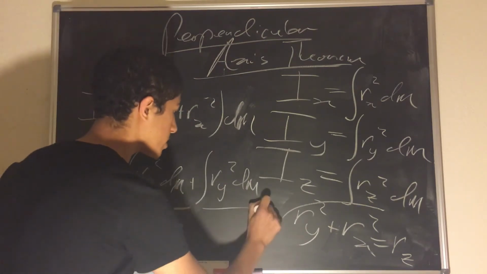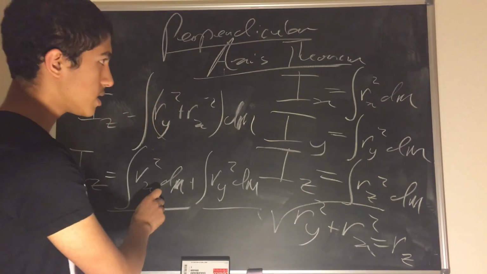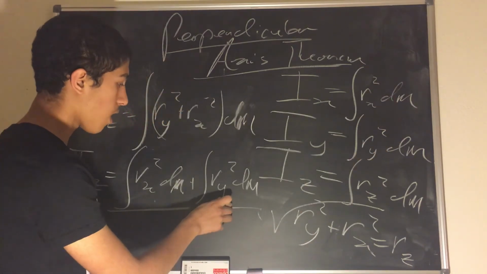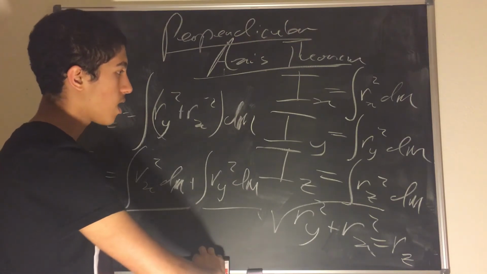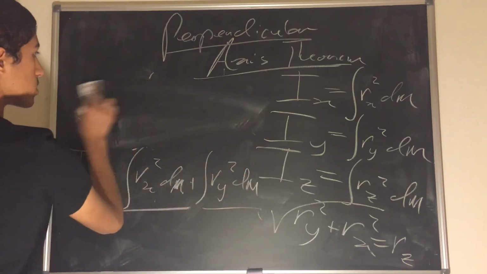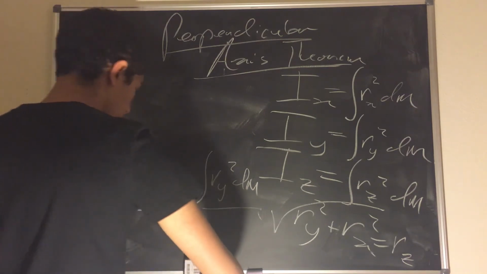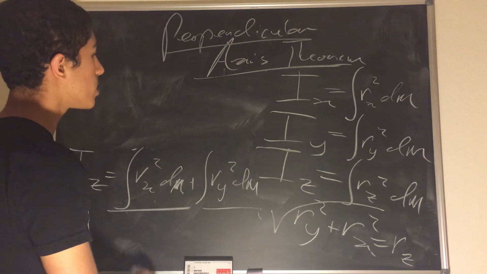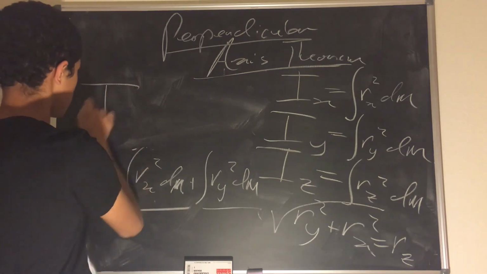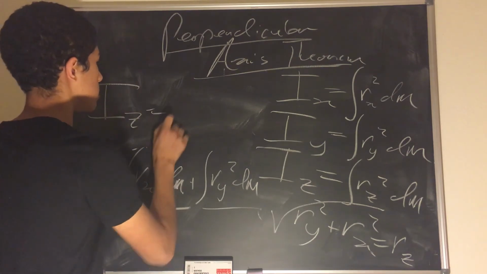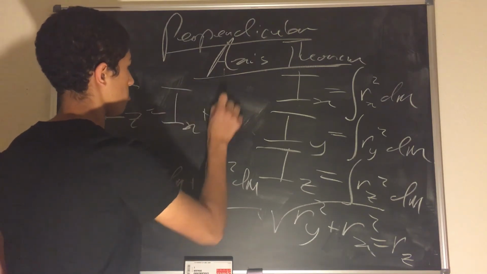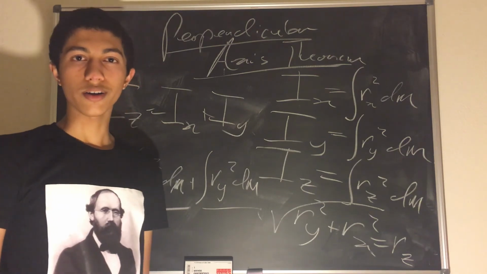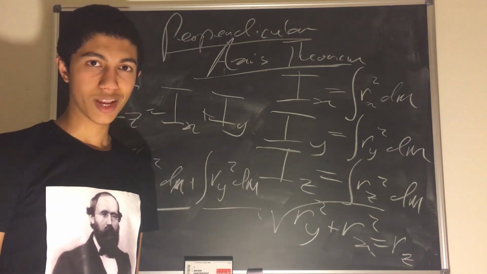And what are each of these? The integral of rx squared dm is equal to Ix, and the integral of ry squared dm is equal to Iy, which are the respective moments of inertia about the x and y axes. So then we have our final solution: Iz is equal to Ix plus Iy. And this concludes our section on the perpendicular axis theorem. Thank you very much.